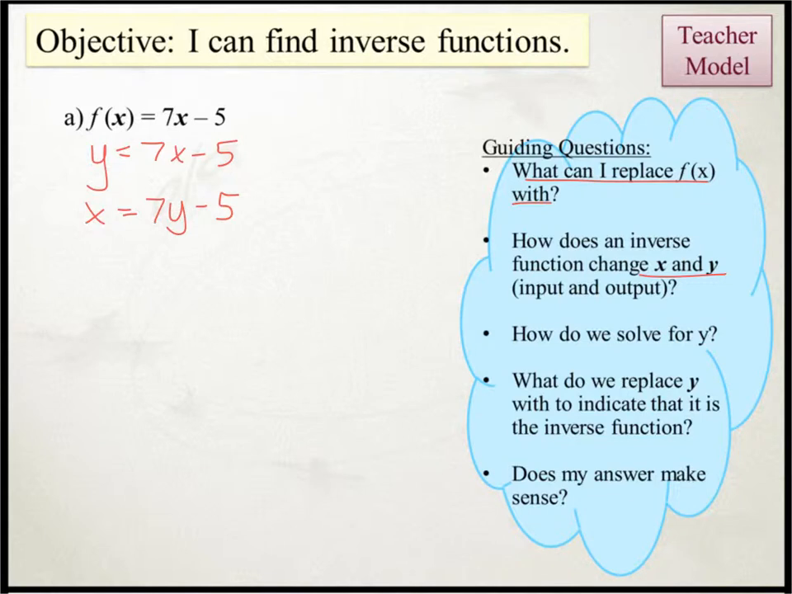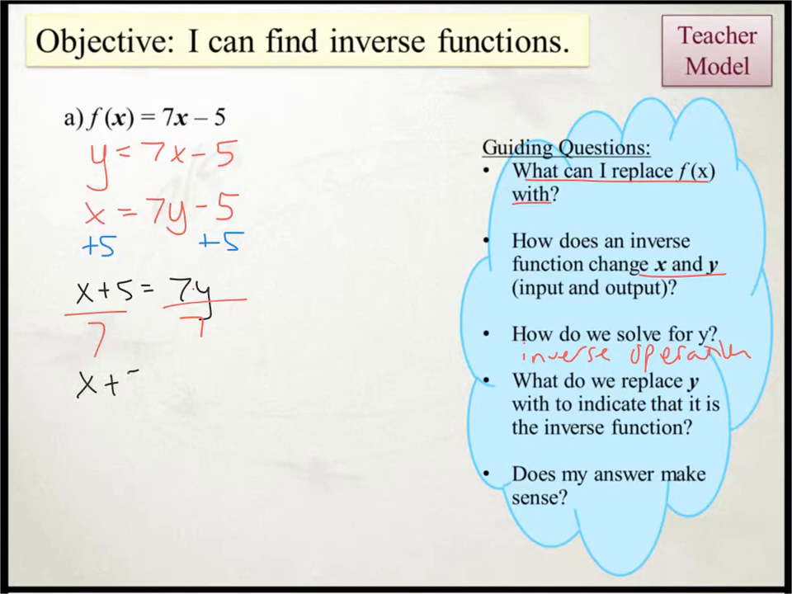Now I just want to solve for y. So I want to use those inverse or opposite operations. First thing I'm going to do is add 5 to both sides. That's going to give me x plus 5 equals 7y. And then I'm going to divide by 7 because that's the only other thing that's happening to the y. So divide by 7, and that gives me x plus 5 over 7 equals y.